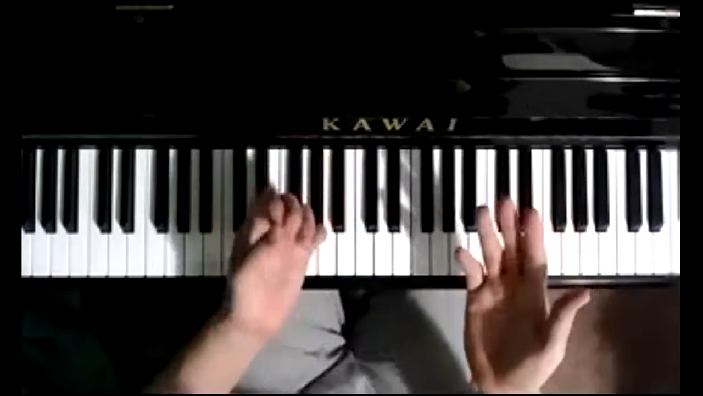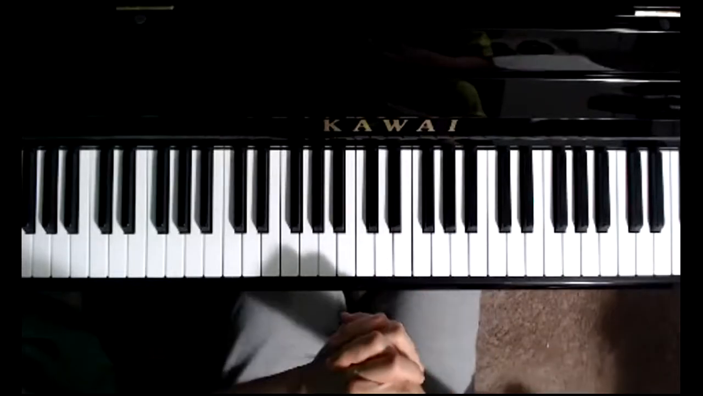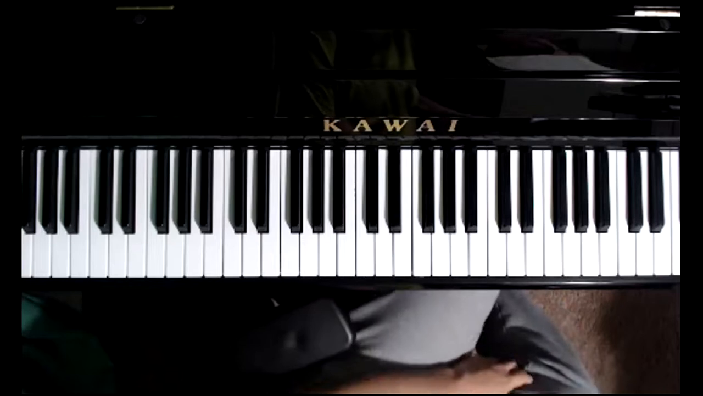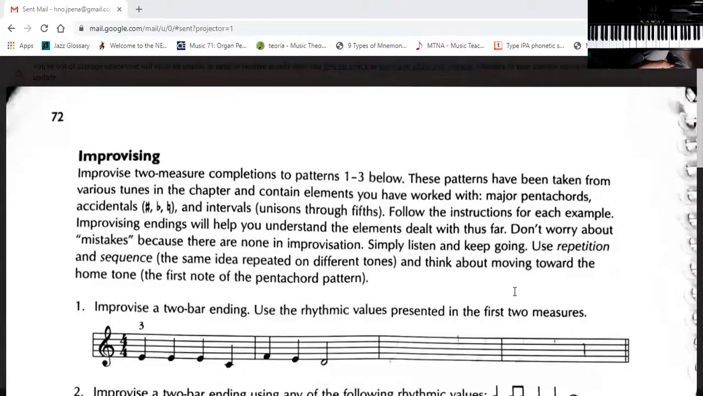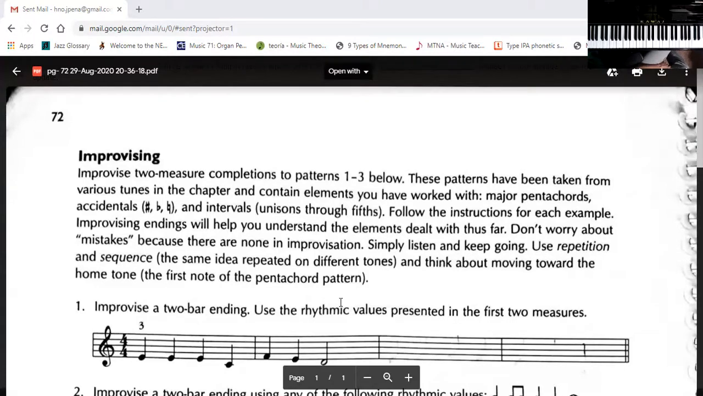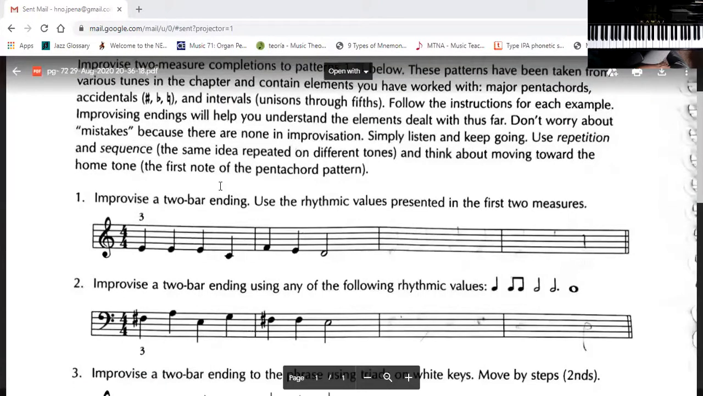This is going to be a top-down view, plus we're going to be using some from the book. We're talking today about page 72 of Keyboard Musicianship, Book 1. This is called improvisation, or improvising. We're going to create two-measure answers based on two measures that are given. That's kind of like a call and response.